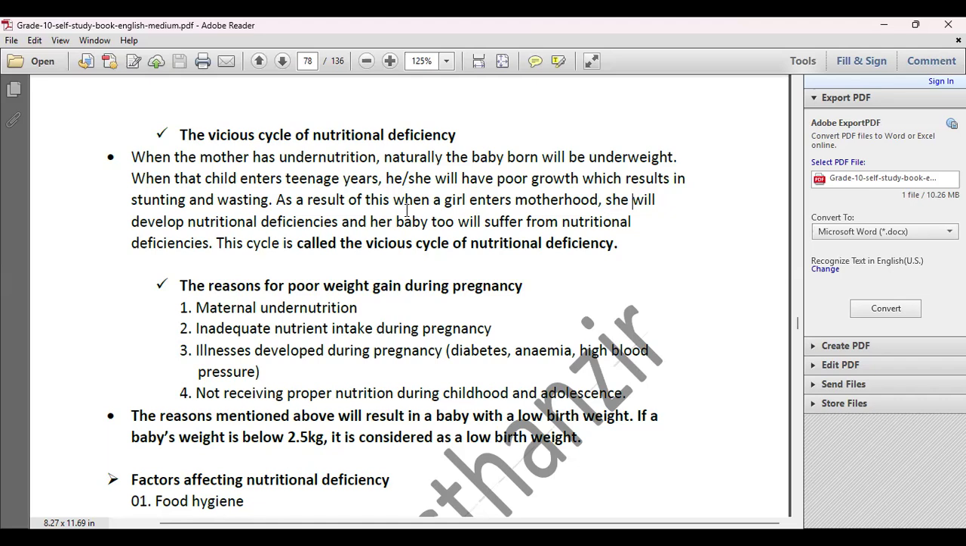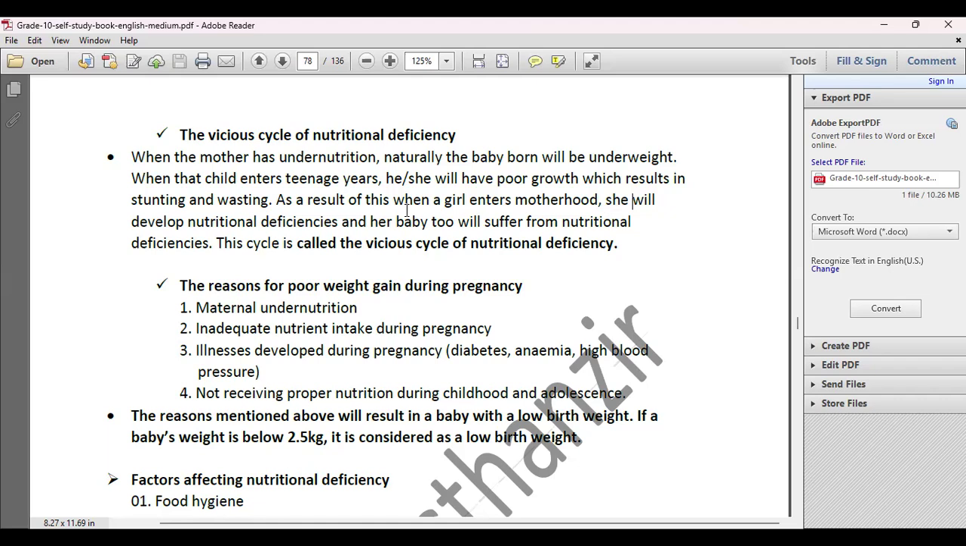If the nutritional status of mother is poor, it will affect the baby. And it will lead to a poor growth of teenager. Then finally, because of the poor growth of teenager, or at the time period of adolescent, what will happen? There will be a nutritional deficiency during pregnancy at a reproductive age. This is circular. This is a cycle. So that is called the vicious cycle of nutritional deficiency.